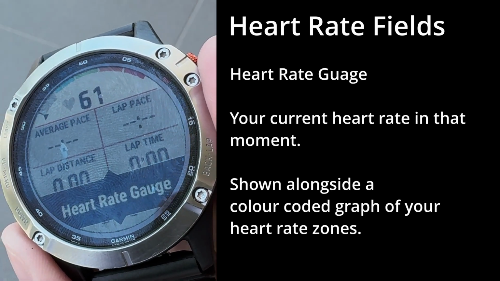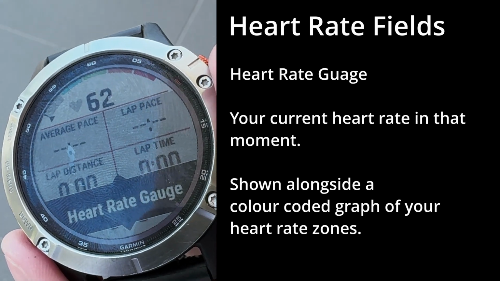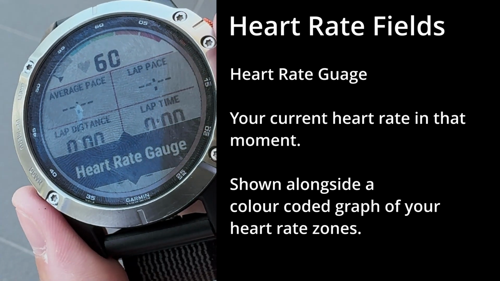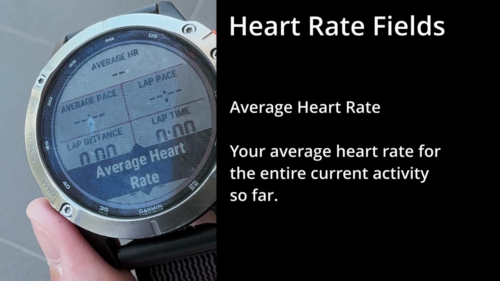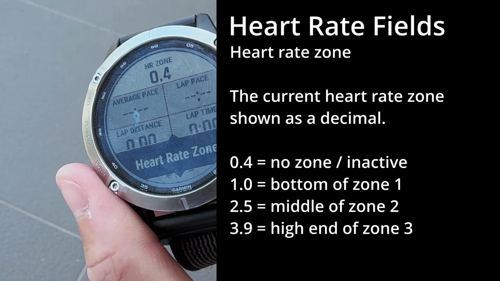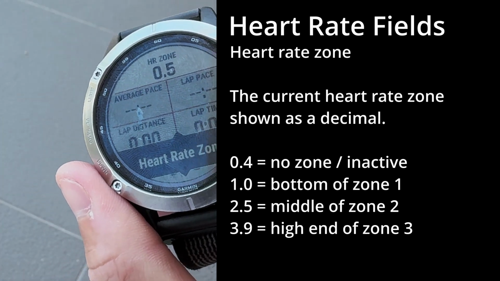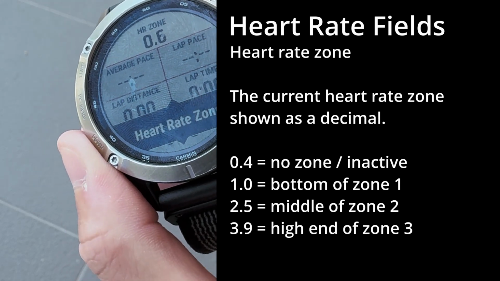Heart rate gauge, similar thing, but it shows your zone. So you can see the colors at the top. If you're looking for zone 2, it's the little blue one. That's the only one everyone seems to care about. Average heart rate, your average heart rate for that activity. Heart rate zone, the heart rate zone you're in. So right now I'm not doing anything, so I'm not even in zone 1. If this was to say 2.5, I'd be halfway through zone 2.